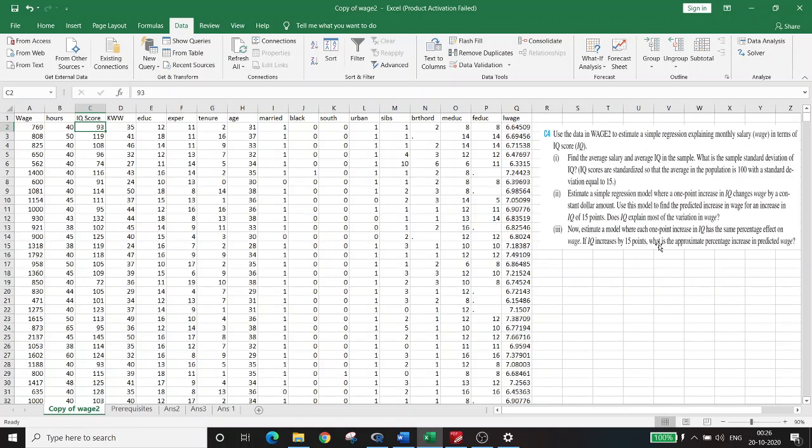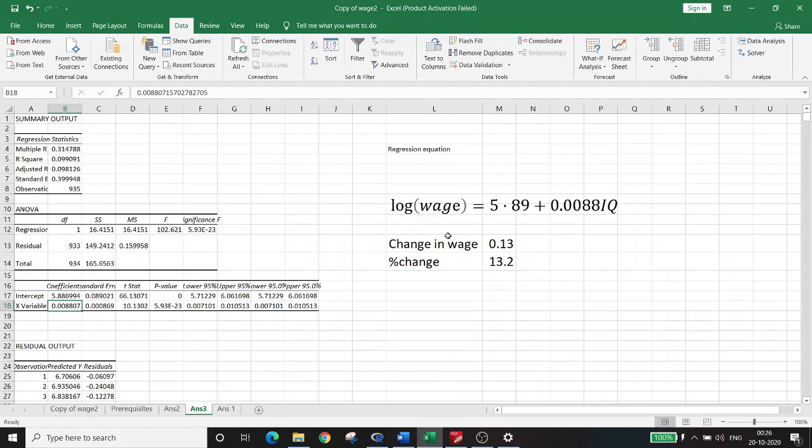Now the question asks me, if IQ increases by 15 points, so again the same increase in IQ score, what is the approximate percentage increase in predicted wage? So again I have to find del W, that is del Y. So change in wage, you must understand, will be equal to 0.0088, that is the slope estimator, times the change in the IQ score, that is 15. So this is 0.13.